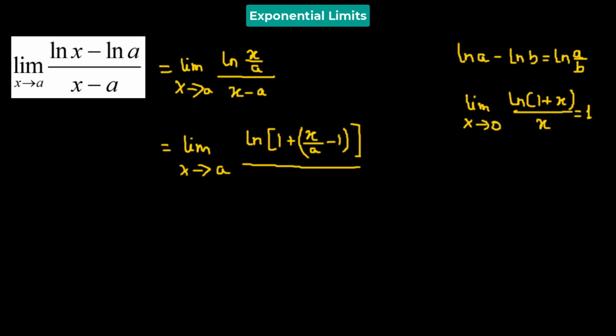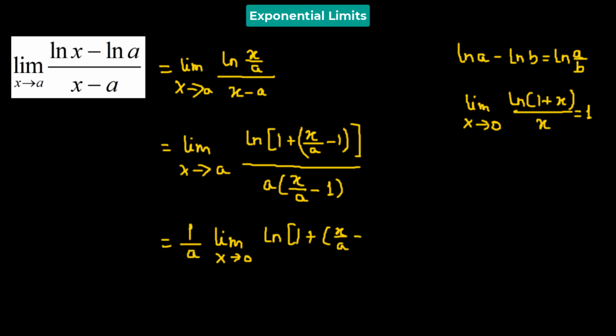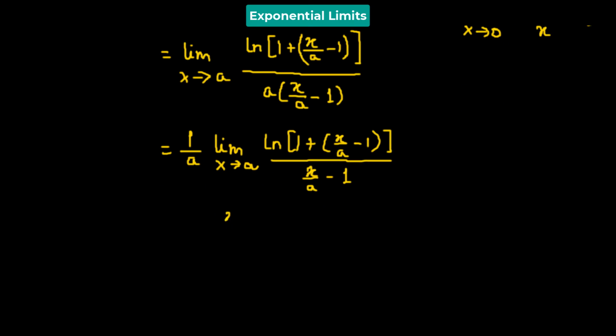Now we take a as the common factor in the denominator, so that will give us a times (x over a minus 1). Now a being a constant, we can take it out of the limit, so we have 1 over a times the limit as x approaches a of natural log of (1 plus (x over a minus 1)), divided by x over a minus 1. Now we're going to consider x over a to be equal to y. We can take x over a minus 1.